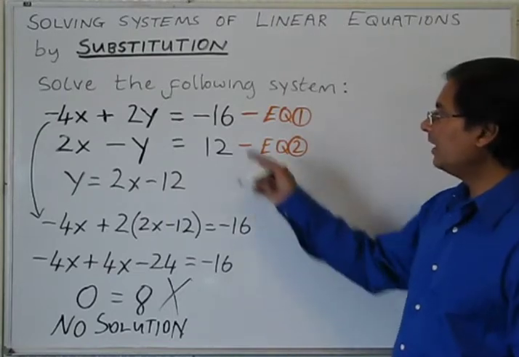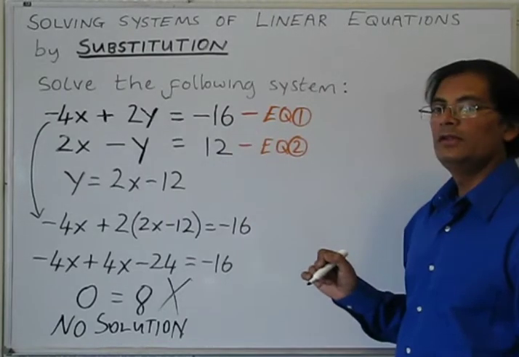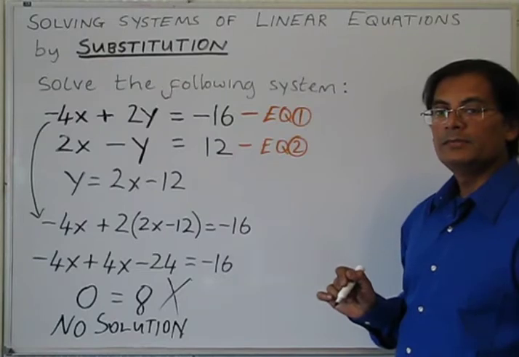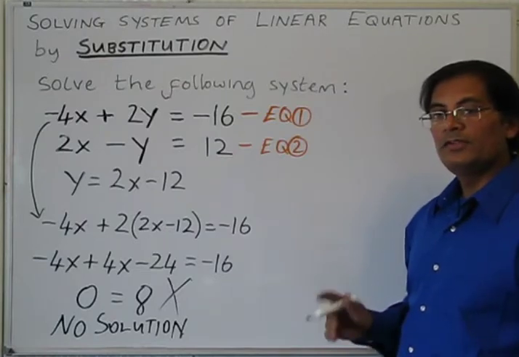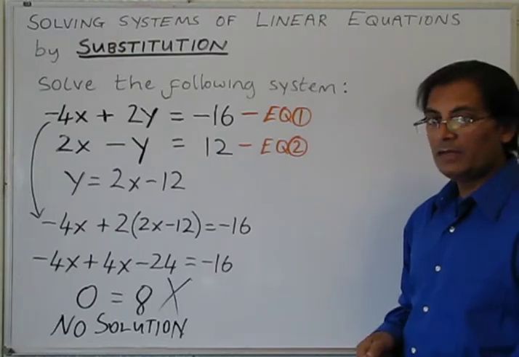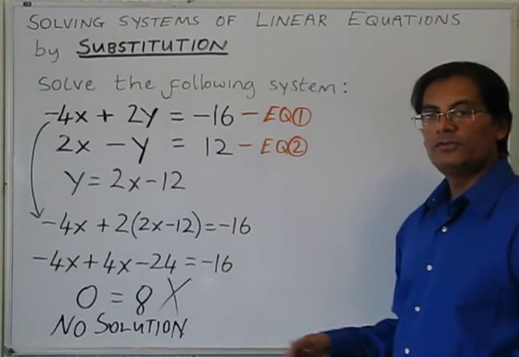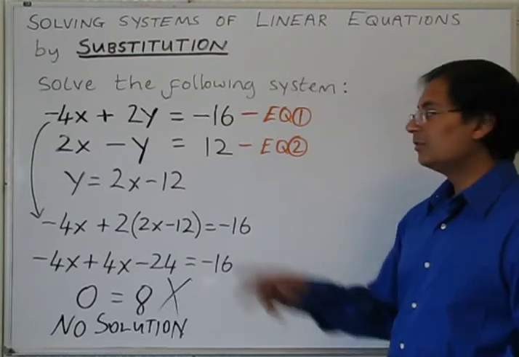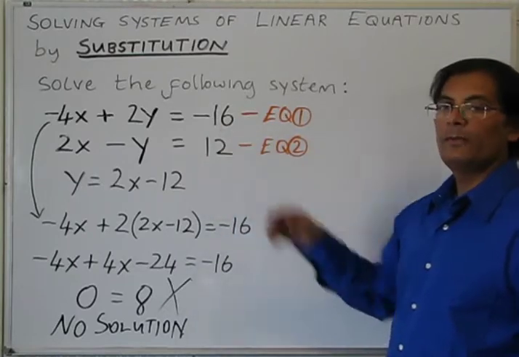And what that means is actually we're talking about two lines that must be parallel. Because if there's no solution, that means they never intersect. That means they must be parallel lines. They're not the same line because that would be an infinite number of solutions like we saw previously. These are two different lines, but they're also parallel.